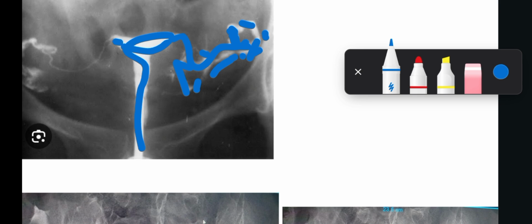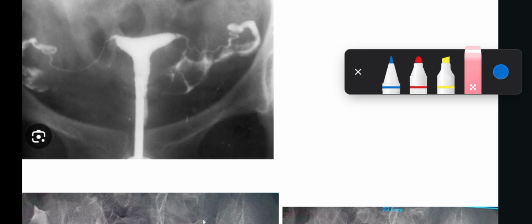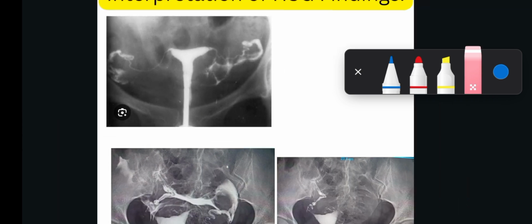We also look at this other end, the right tube. We see how it traces it at the end. We see the free flow of the dye outside of the tube. This shows that these tubes and the womb are patent. That means they are open, they are normal.